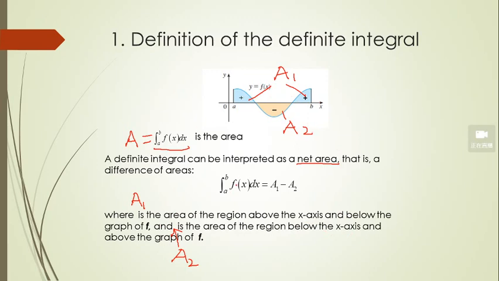So for this given function f from a to b, the definite integral should be A1 minus A2. So in this way, when you evaluate this definite integral as an area, it can be a negative value. Okay. It can be negative values. We will check the example later.